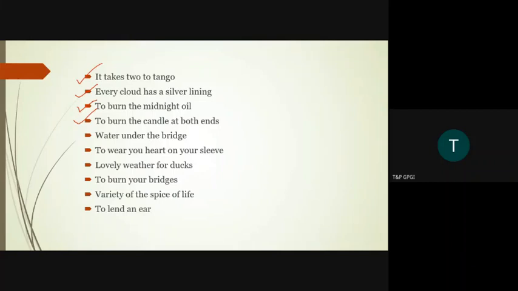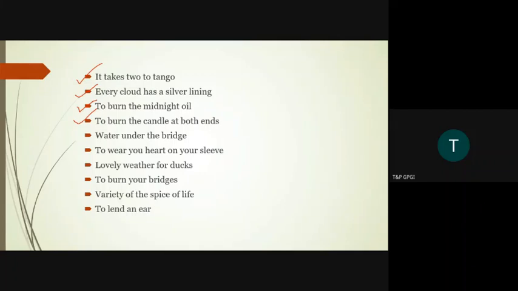Okay, example of this is, I was worried about my friend this summer because he was burning the candle at both ends. Like in summer vacation, your friend did so many things that he was not able to rest. So he burned the candle at both ends. This is how it works.